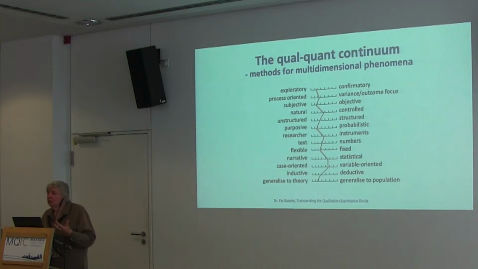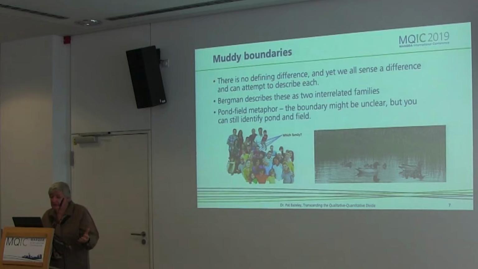Or if there are sufficient of these characteristics, we would call them a quantitative study. So what we call a family resemblance model could apply. As I said, Bergman says they're like two interrelated families. You still know which family you belong to, but there's a group that sort of belongs to both.